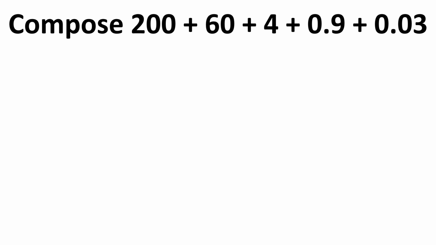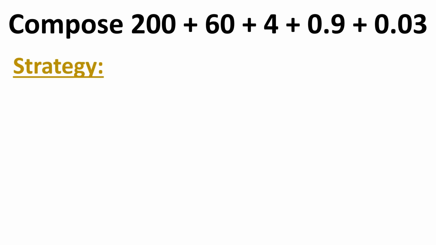Here's another sample test question. Compose 200 plus 60 plus 4 plus 0.9 plus 0.03. The test makers want us to write a number that is made by composing the above parts. There are addition signs between each number, so that tells us we're going to combine these.